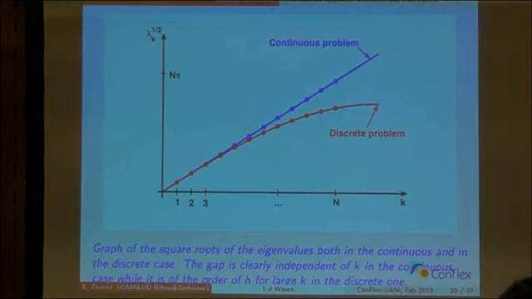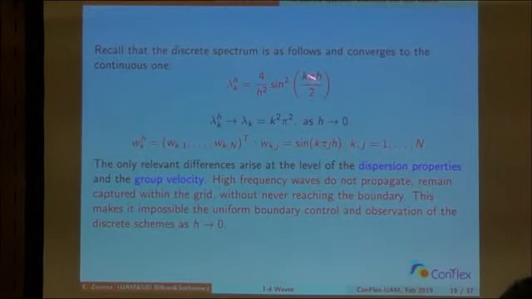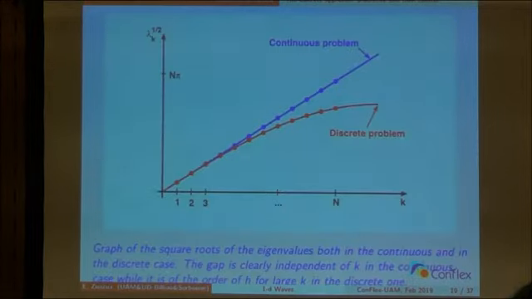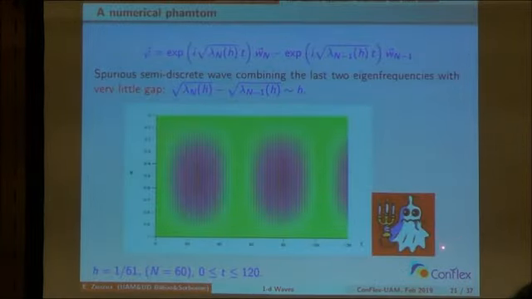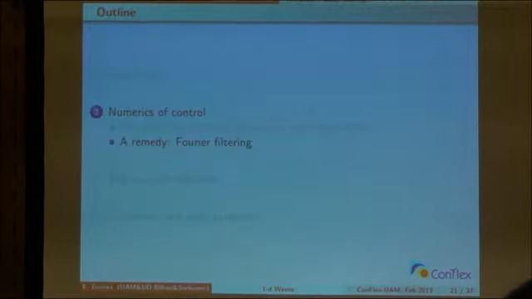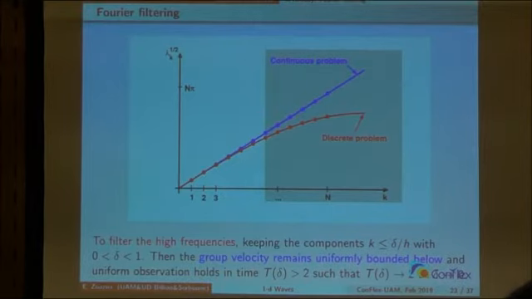So the fact that here, at the highest frequency, when k is close to capital N, of the order of 1 over h, you are reaching the maximum for the square root of lambda, and therefore the gap is nearly h. This is something that doesn't cure when h goes to 0 or n goes to infinity. So the monsters will still be there. And the only way you can get rid of them is if you really filter the high frequencies.